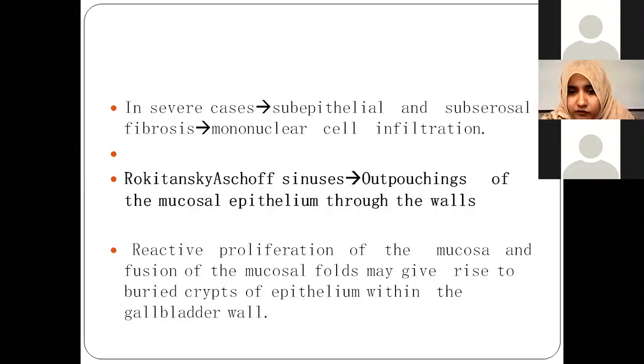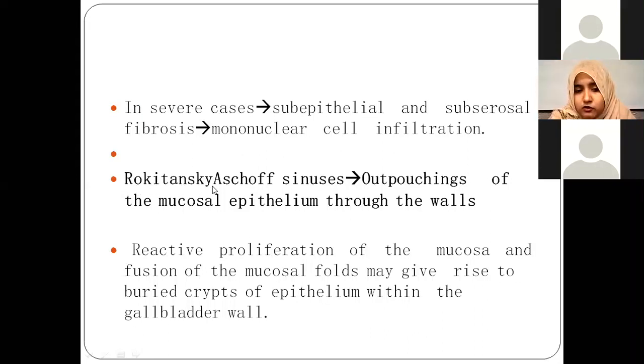And in severe cases, there is subepithelial and subserosal fibrosis. The fibrosis extends up to the level of the epithelium, and there is mononuclear cell infiltration. One more thing which is very important, and it is diagnostic on ultrasound. Whenever an ultrasound abdomen is advised to a patient, this structure will tell you it is chronic cholecystitis. They will label it chronic cholecystitis.